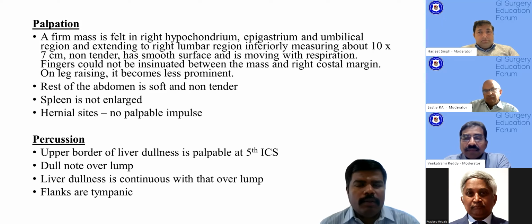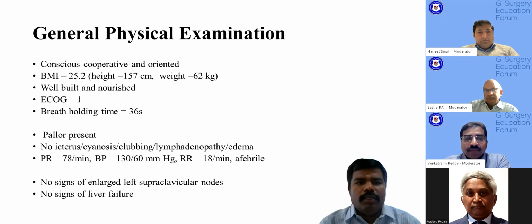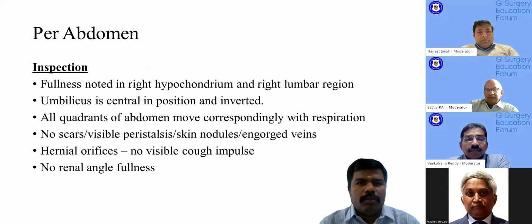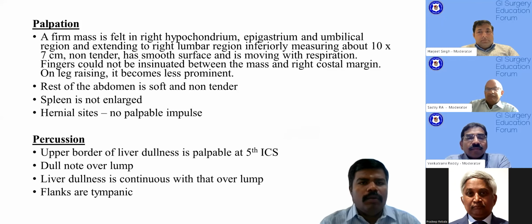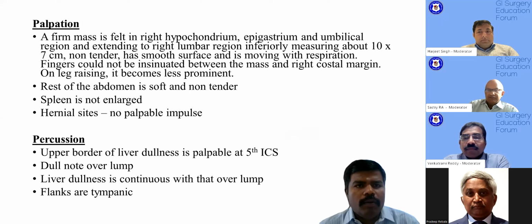But then how much weight has she lost? 5 kgs, sir. In? 3 months, sir. She was around 60. Her BMI is still well preserved. The performance status is also good, sir. Well built and nourished, and her BMI is also preserved. So you have to take the subjective history with a pinch of salt, because on examination it doesn't reflect.